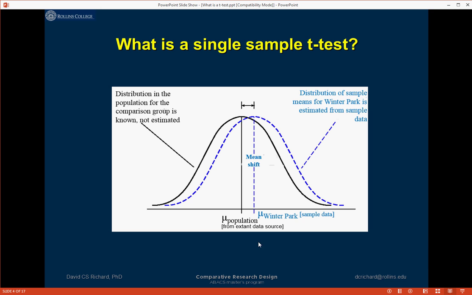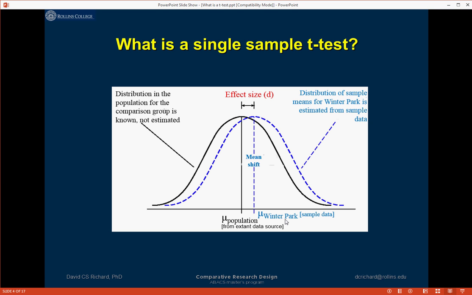The Winter Park folks make a little bit more money than the rest of the country, and we would say there's been a mean shift, meaning that the mean for Winter Park has shifted to the right, indicating greater average income. The distance between these two vertical lines eventually gets computed into what we call the effect size, or D. We express this difference in D units, meaning standard deviation units. So if the Winter Park residents are 0.5 standard deviations above the rest of the population, that's what these two distributions would look like. My mouse here is messing up on me.